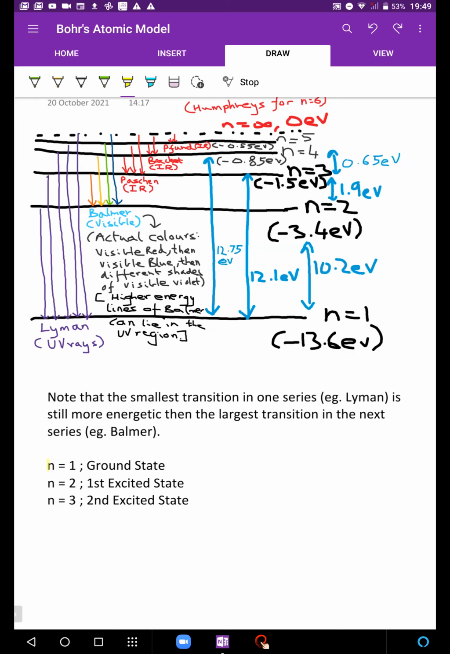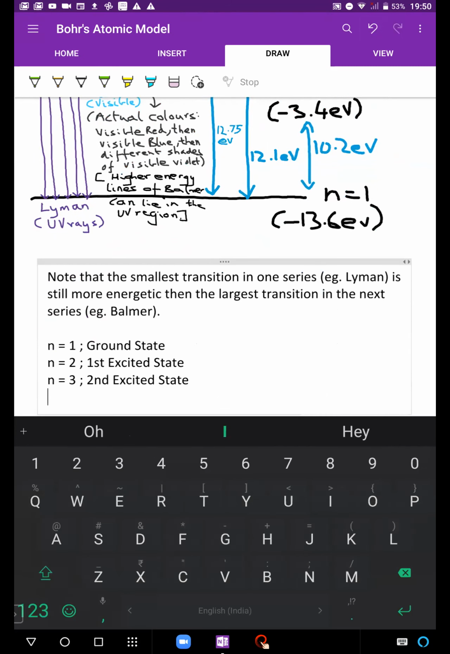One point I wanted to mention: n equal to 1 corresponds to the ground state. You guys know that. N equal to 2, when the electron is in the second orbit, that's called the first excited state. N equal to 1 is ground, most stable, lowest energy. This is the first excited state, that's the second excited state, and so on. So third orbit, second excited state. Nth orbit, n minus 1th excited state.